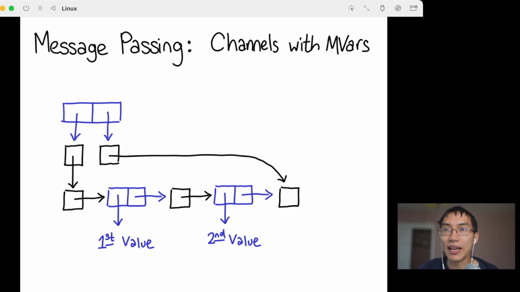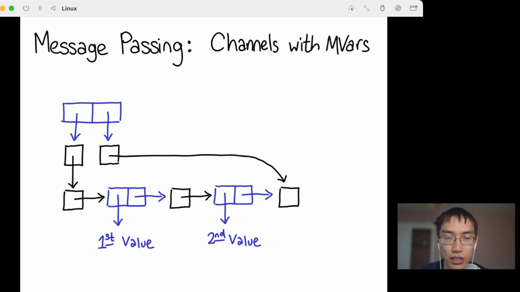So you might be like, hey Ed, that's cool. I like MVars, but this one-place buffer thing is a bit of a drag, right? What if I want to store a lot of values? And the answer is actually, you can do that too. You just need more than one MVar. So the model for message passing with multiple MVars is we implement this thing called a channel.